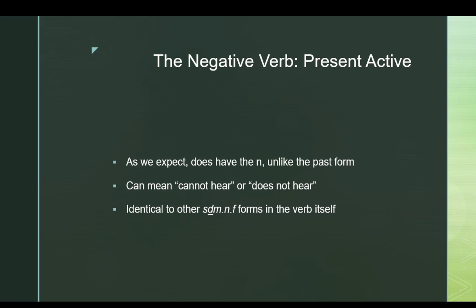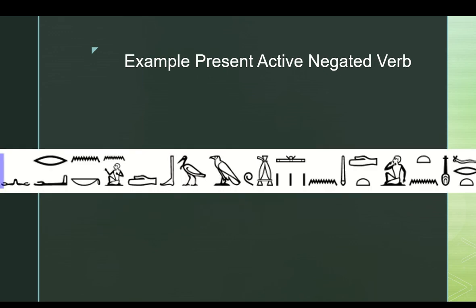Now for another one that's a little different is the present active, which does have the n unlike the past form. It can either mean "cannot hear" or "does not hear." Each of those are perfectly appropriate with this form. The verb itself is identical to the sedjem.f forms. This is just going to look like your regular bog standard verb, like circumstantial, except it's negated.